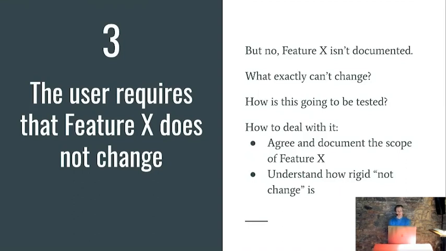At number 3, the user requires that feature X does not change. But no, feature X isn't documented. And what exactly can't change? How is this going to be tested if we don't really know what feature X does? And in order to actually proceed with a requirement like this, which is not really a requirement, it's a constraint, you need to describe from a user perspective what feature X actually does.